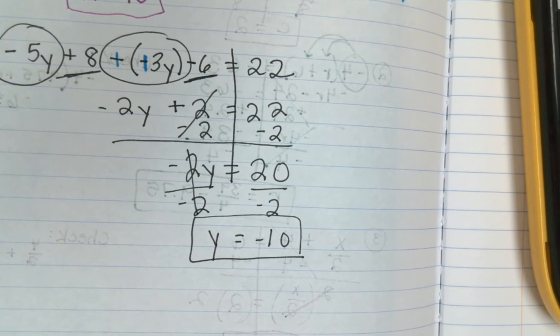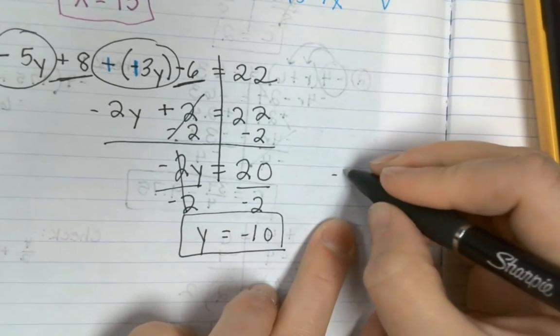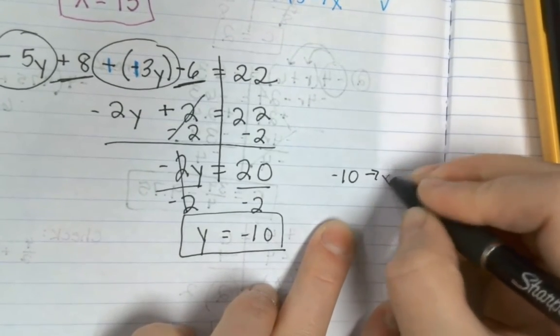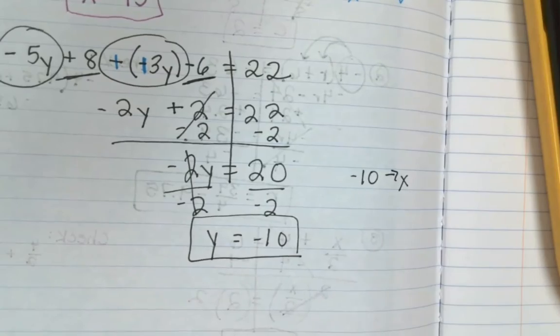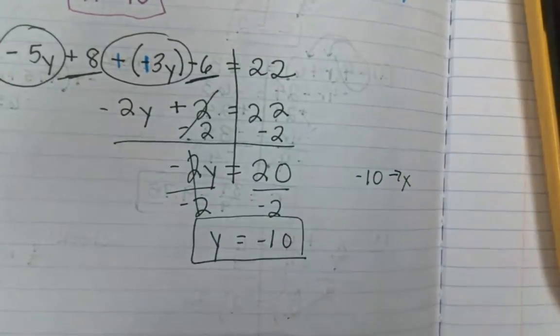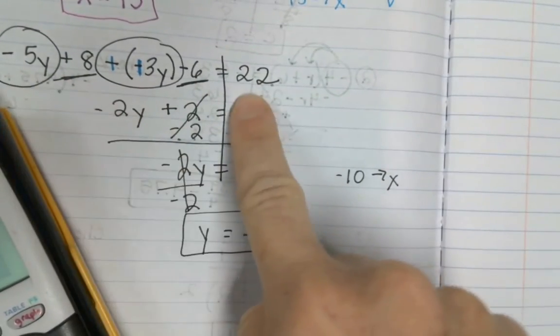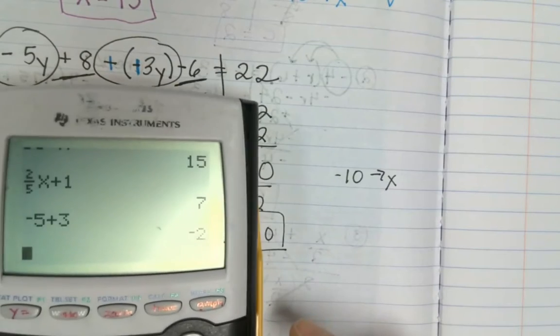Okay, we want to check it. So you can do the store. So you do -10 for x. I'm just going to keep just using x because that's a variable. It doesn't matter what letter you use. Just use an x. Or if you'd like to keep on putting it in here, that's fine too.